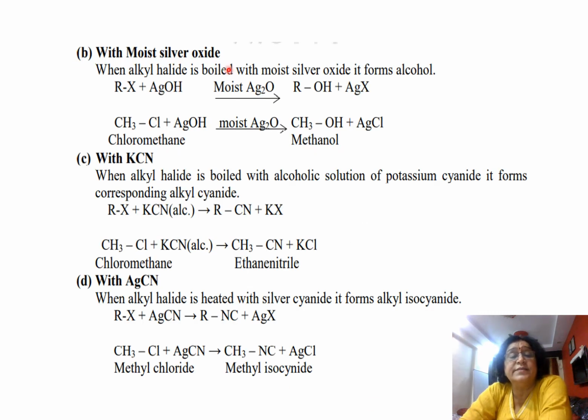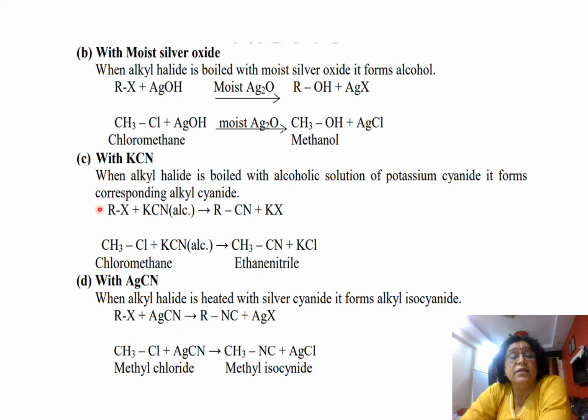Then with moist silver oxide. Now moist silver oxide is what? Silver oxide to which water is added. When you add water to silver oxide, then it forms silver hydroxide. So when alkyl halides are reacted with moist silver oxide and heated, boiled with moist silver oxide, you get what? Alcohol plus silver halide. So instead of RX, if you take methyl chloride or chloromethane and react it with moist silver oxide, you get methyl alcohol and AgCl, right?